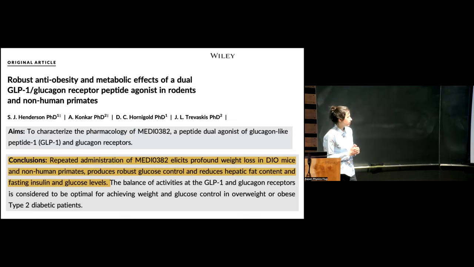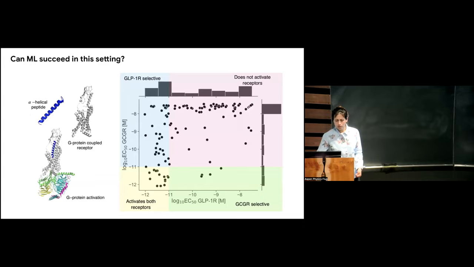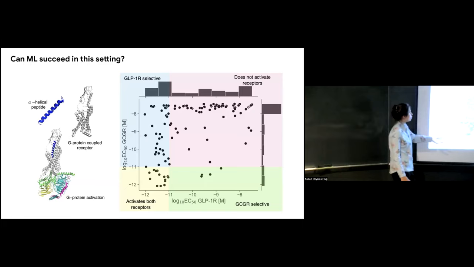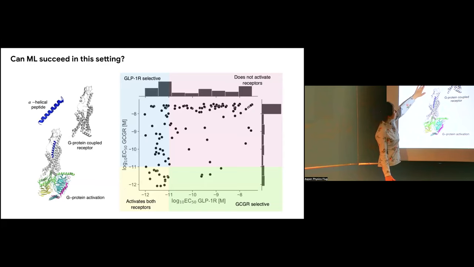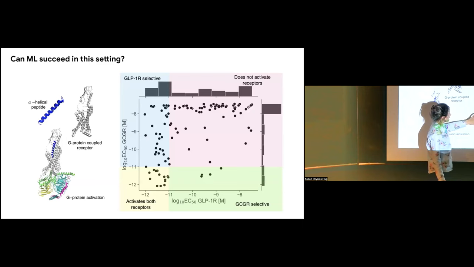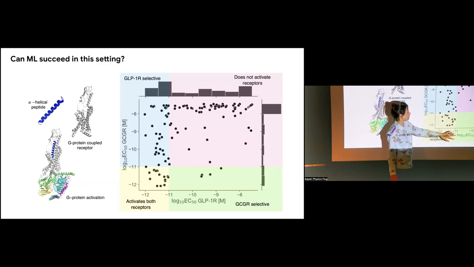And so we asked, can we use machine learning to do an even better job at this task? This is a structure of the GPCR, the protein that the peptide binds to. This is the peptide itself. You can see it just swapped into that GPCR protein. This is the training data that we had access to. We were trying to target two different receptors, GLP-1 and the glucagon receptor, GCGR.